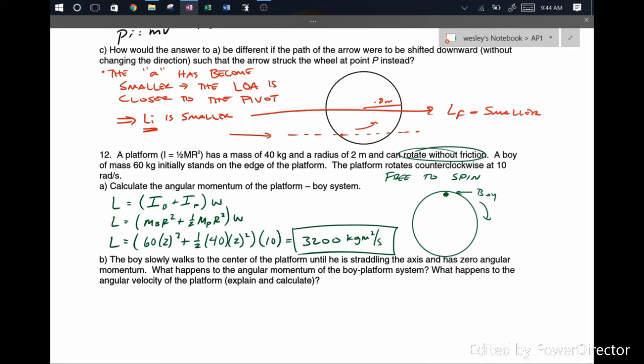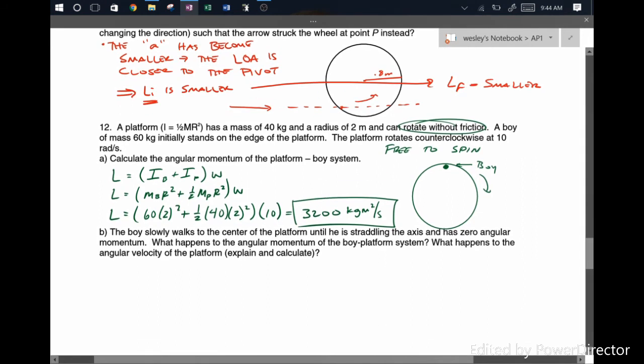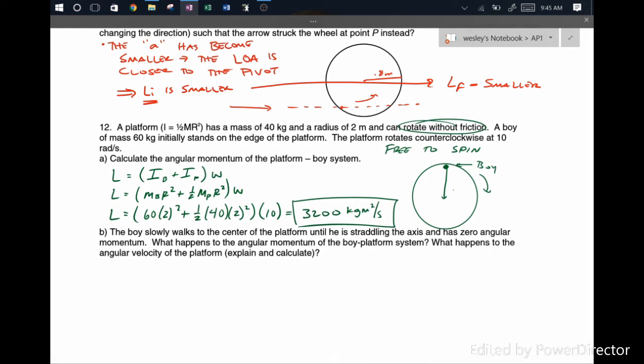The buoy slowly walks to the center of the platform until he's straddling the axis. Boom. And he's not going to have any angular momentum because he's essentially standing still, spinning around. What happens to the angular momentum of the system? What happens to the angular velocity of the platform?